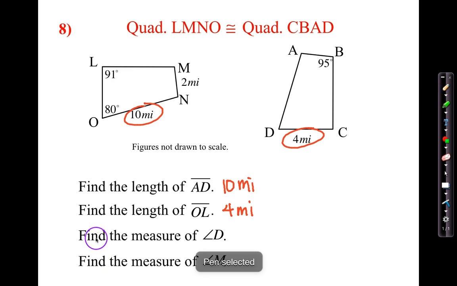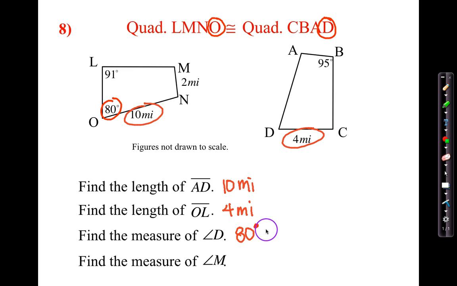Okay, so the next one, it says find the measure of angle D. Obviously we can't see it from here. However, we know that angle D corresponds to angle O. Do we know the measurement of angle O? We do. We know it's 80 degrees, so I know the measurement of angle D is also 80 degrees.